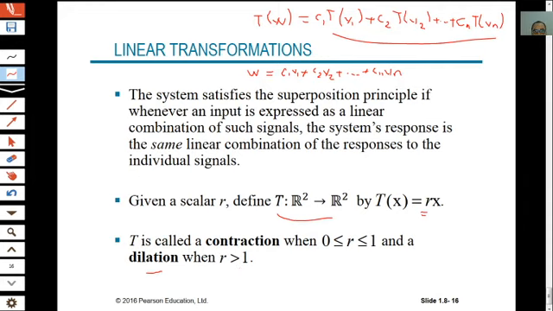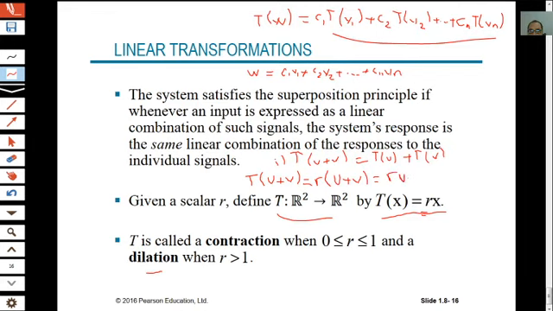For example, we should check the properties. The first one says that T of u plus v should be equal to T of u plus T of v. So do we have this property for this given transformation? Let's begin with the left hand side of this equality, and we should obtain the right hand side. T of u plus v is equal to, according to the definition, r times u plus v. And we know the scalar multiplication can be distributed over addition, which means we have r times u plus r times v. And r times u is the image of u under T, therefore we write T of u.